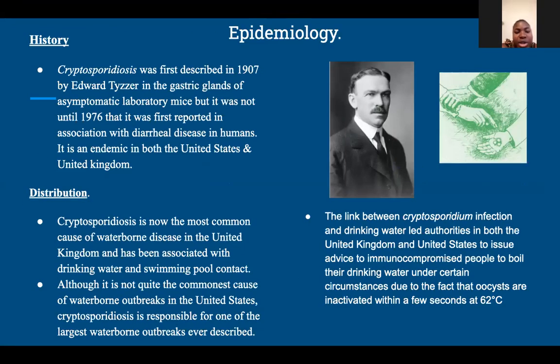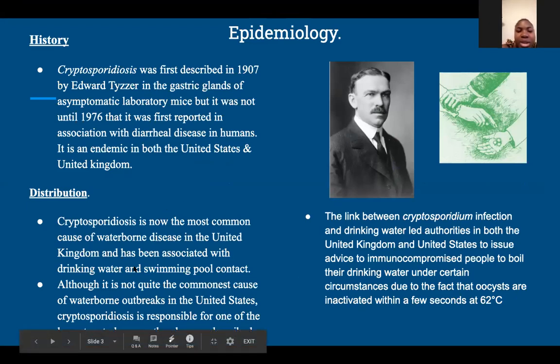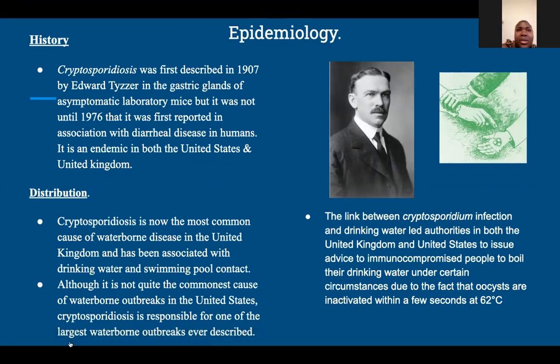Okay, so a brief history of the disease. Crypto was first described in 1907 by Edward Tyzzer in the gastric glands of mice, but it was not until 1976 that it was first reported in humans. It's endemic in both the United States and United Kingdom, and although it's seen in other countries, it's not seen as much as in the UK and the US.